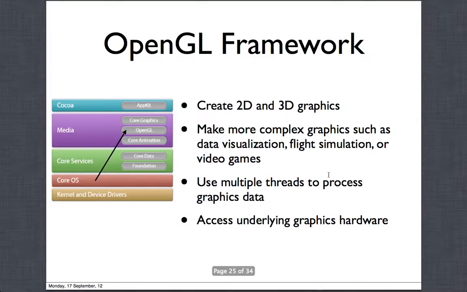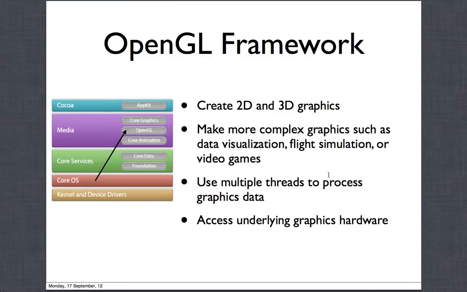The next one is OpenGL, and that framework is for 2D and 3D graphics. And again, everything 2D and 3D in the operating system is implemented using this framework, and it gives you an ability to make your own 2D and 3D graphics. So it allows you to make more complex graphics such as data visualization, maybe flight simulation and video games. And if you decided to create a video game, you have to learn OpenGL, and you have to learn all the functions that are used in this framework. You can use multiple threads to process graphics data and access underlying graphics hardware using OpenGL.